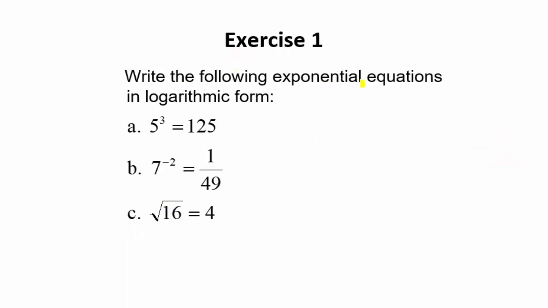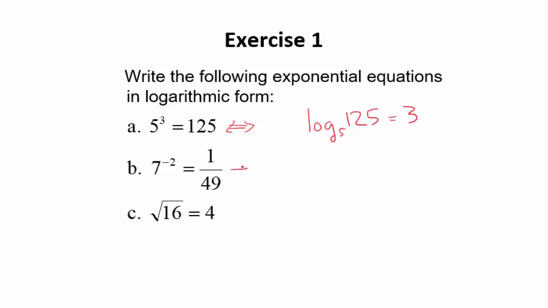Write the following exponential equations in logarithmic form. So again, how do we do that? Okay, you've got the base 5 raised to the third power and you get 125. So if I take the log of 125 to the base 5, then I get 3. Why? Because 5 raised to the third power is equal to 125.